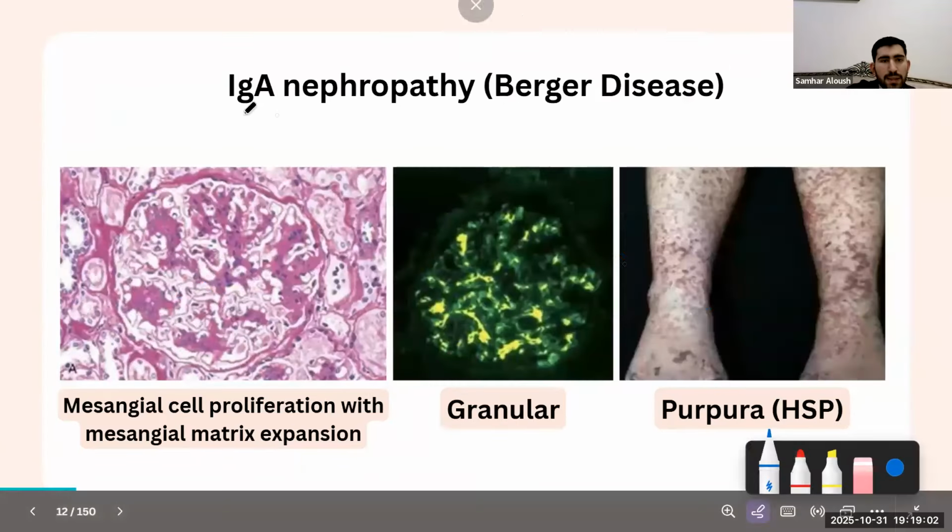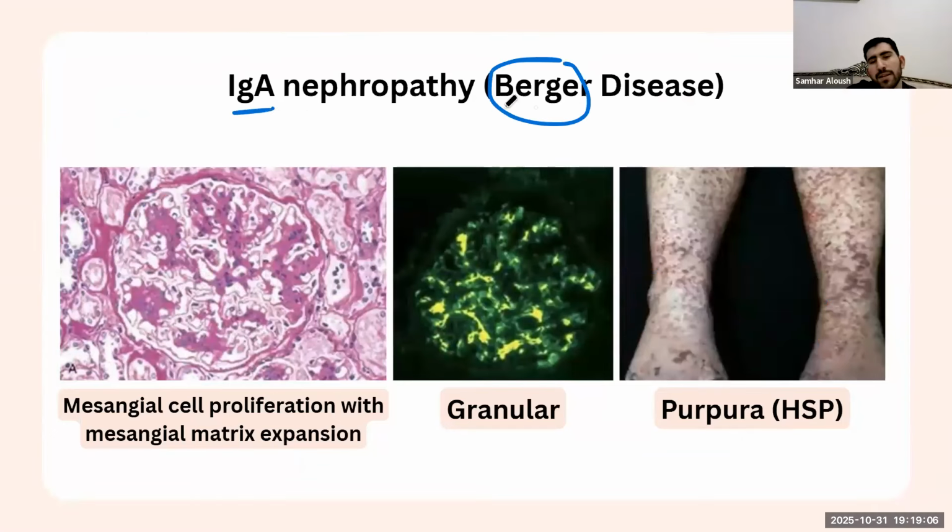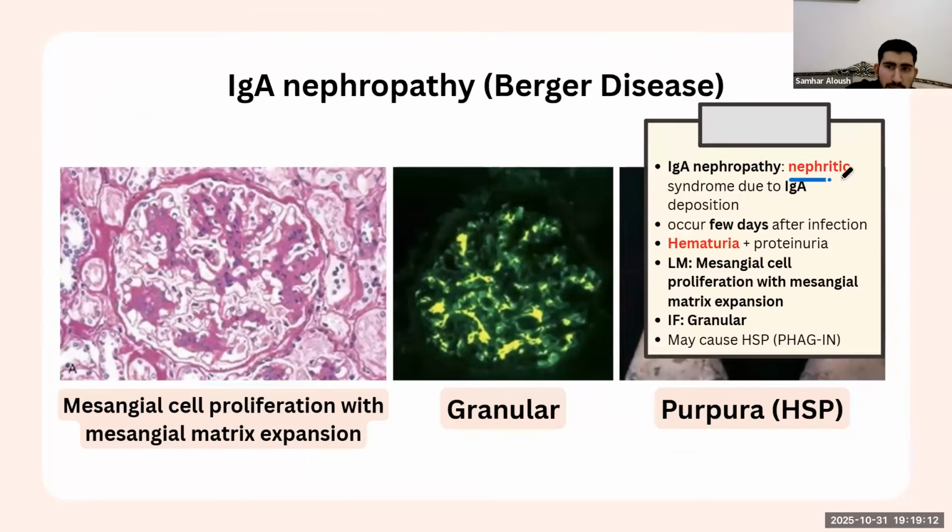Now let's go to the second disease. It's IgA nephropathy, which is also called Berger disease. Please know this name because they use it more than IgA nephropathy. So Berger disease or IgA nephropathy. It is also a nephritic syndrome. So the patient will present with hematuria.